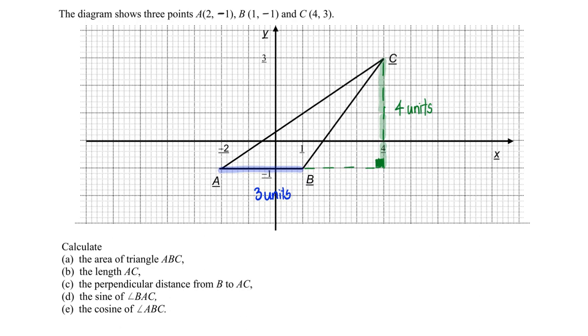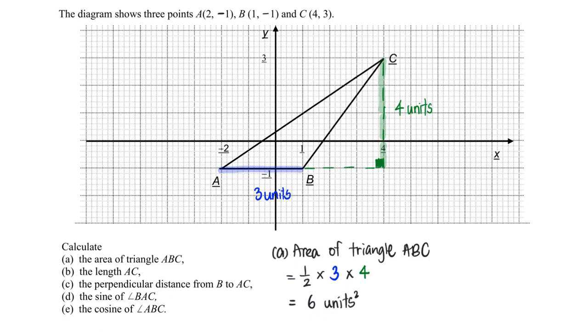And therefore for part A, which I'm going to write out here, the area of triangle ABC is therefore equal to half times base times height. Six units square. Part B, find the length AC. Okay.